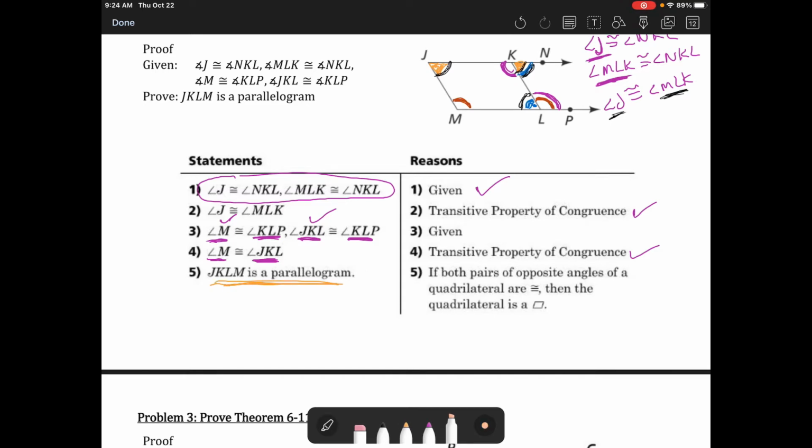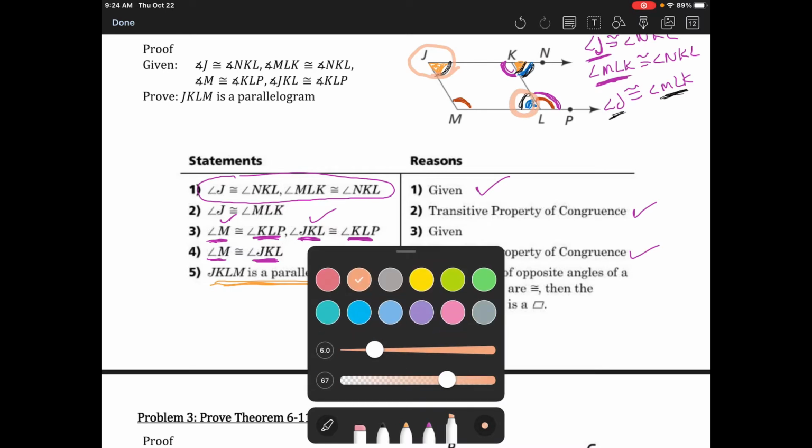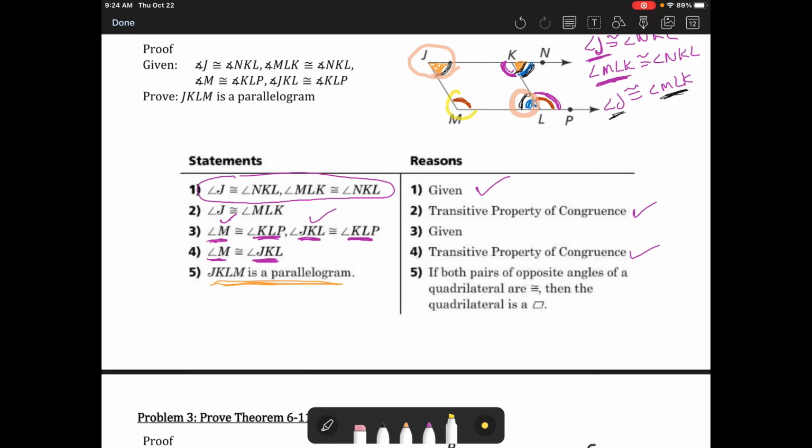So in other words, what we were saying was that angle J and MLK, this angle, are congruent. And then we showed that angle M was congruent to this one. And so since opposite angles of a quadrilateral are congruent, then the quadrilateral is a parallelogram.